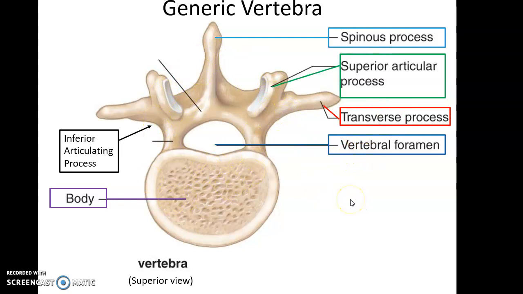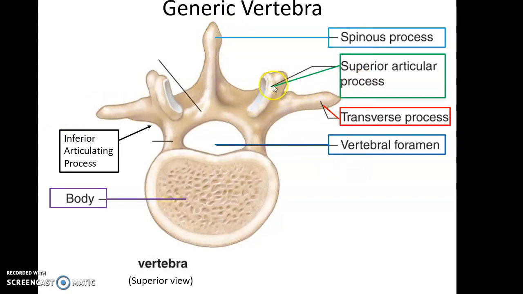All right, here is a vertebra. A vertebra has a number of structures that are found in pretty much all the vertebrae. We have the body, the large portion of bone here. We have the vertebral foramen, the hole where the spinal cord passes through. Then we have processes sticking off of it. We have the spinous process sticking out posteriorly, the transverse processes right and left sticking out laterally.